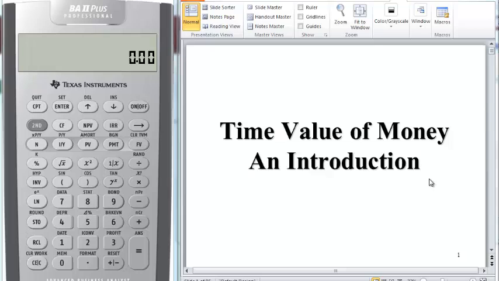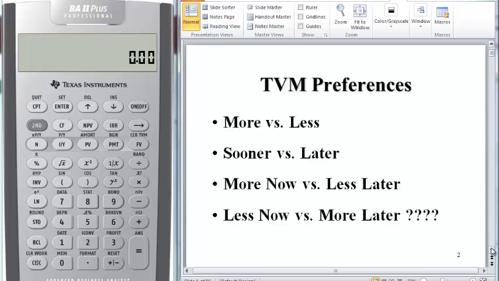Let's take a look at some basic time value of money principles. This is a review of time value of money, so we're going to go through a lot of basic things. First, let's talk a little bit about what is time value of money.